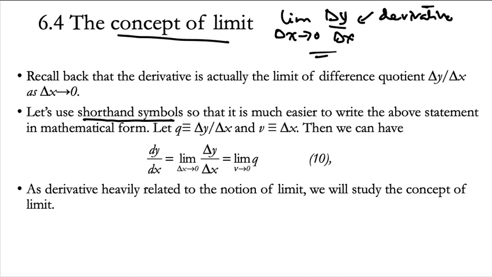So we can have something like this: dy over dx equals the limit of the difference quotient as change in X approaches zero. Because change in Y over change in X is Q and change in X is V, we can rewrite it as the limit of Q as V approaches zero. Remember, like I said earlier, the derivative is heavily related to the notion of limit. That's why we need to learn the concept of limit in detail.